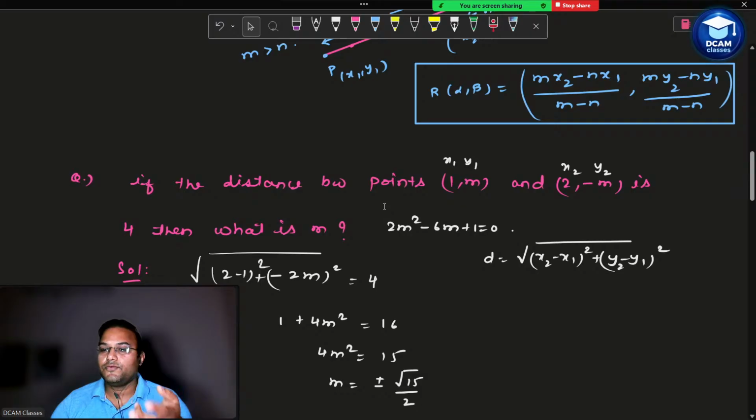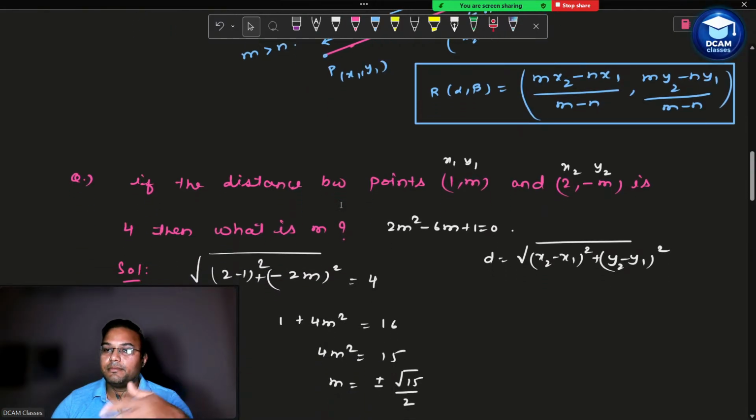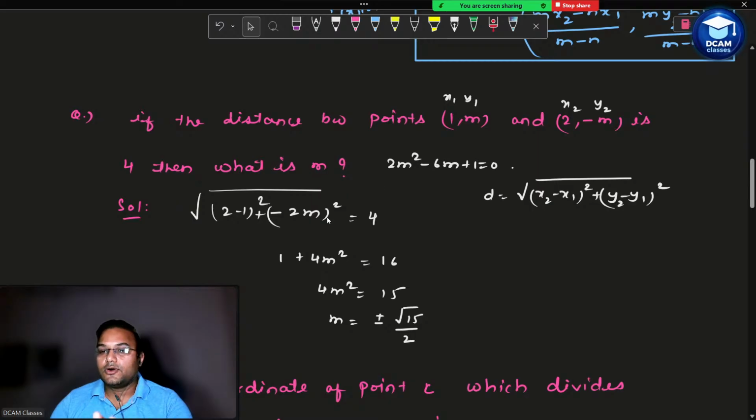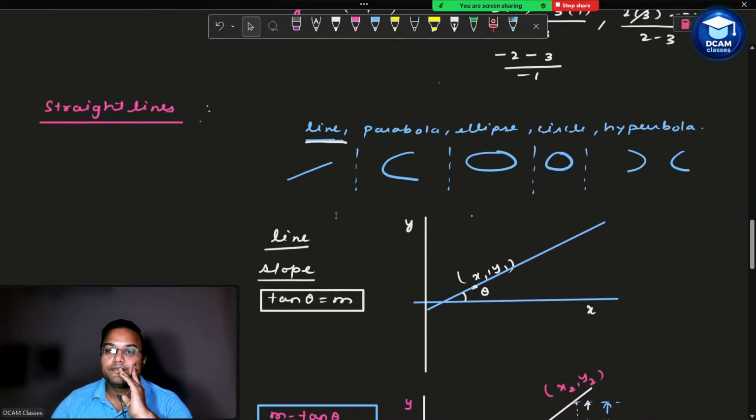Now, on the basis of this, I have given one question. If you want, you can do it at home. After the class is over, I'll send you the PDF. You can attempt it, just go through these formulas, because I'm making a quick recap, revising all the things we have studied so far. Just try to solve the problem on your own. Don't look at the solution.